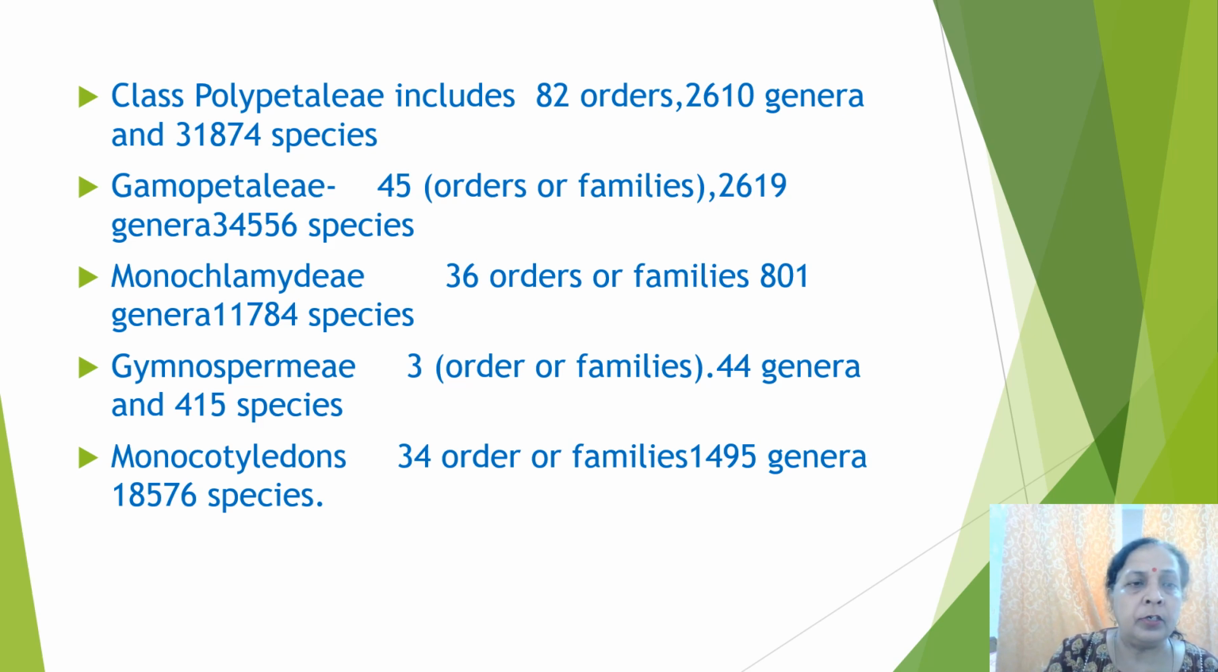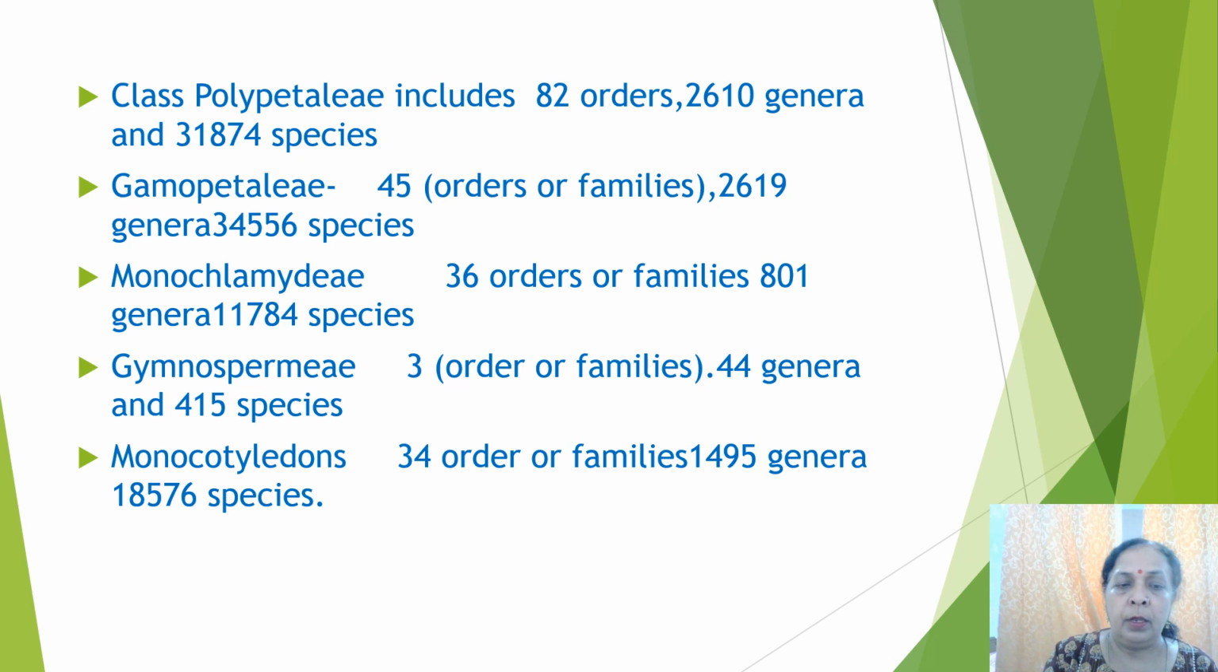In this classification, class Polypetalae includes 82 orders, 2,610 genera, and 31,874 species. Here, orders are equal to families. Gamopetalae includes 45 orders, which are equal to families, and 2,619 genera, 34,556 species. Monochlamydeae includes 36 orders or families, 801 genera, and 11,784 species.